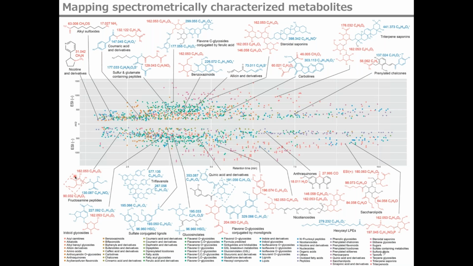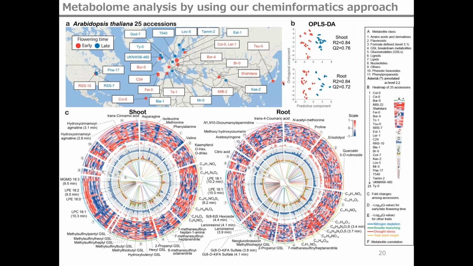And in addition to well-characterized flavonoids, glucosinolates, and phenylpropanoids, our methodology covers various metabolite classes such as steroidal saponins, triterpene saponins, and beta-carboline alkaloids. And finally, we applied our methodology to clarify the metabolome of 25 natural variants of Arabidopsis, and these natural variants can be classified by the flowering time.